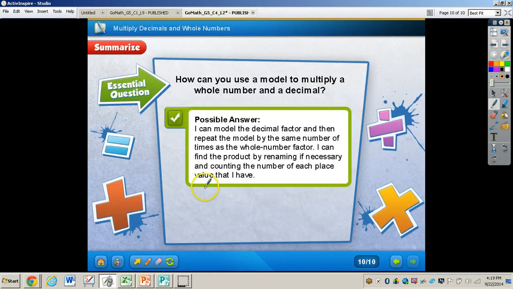And wrapping up with the essential question, how can you use a model to multiply a whole number and a decimal? You can model the decimal factor and then repeat the model by the same number of times as the whole number factor. I can find the product by renaming if necessary and counting the number of each place value that I have. So you can see that throughout this video.